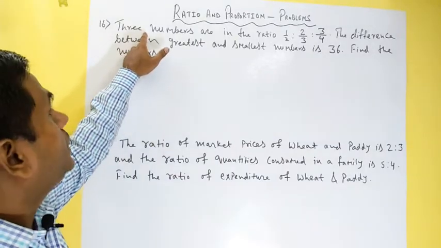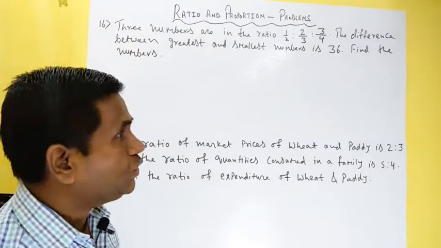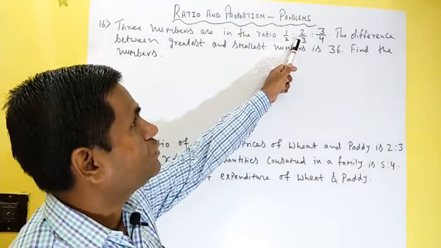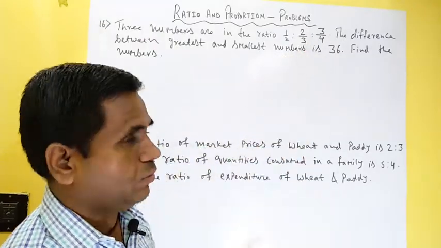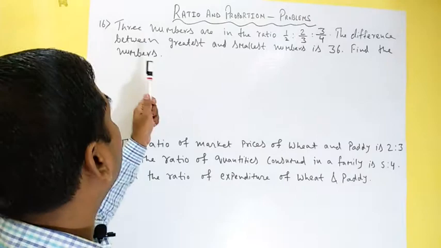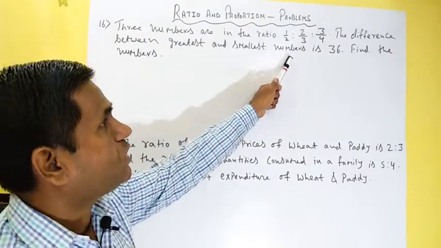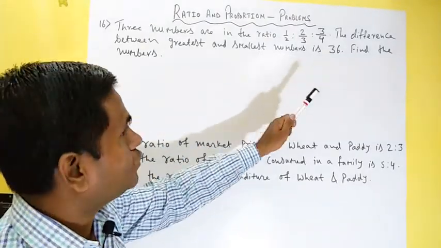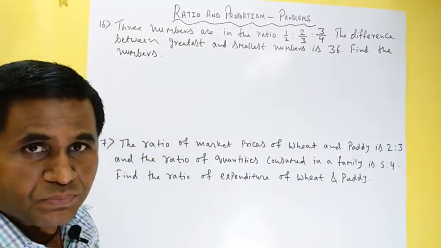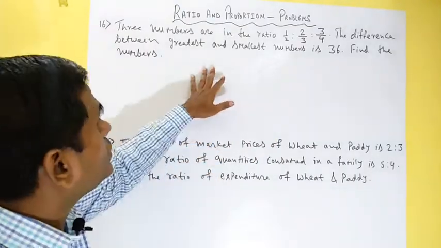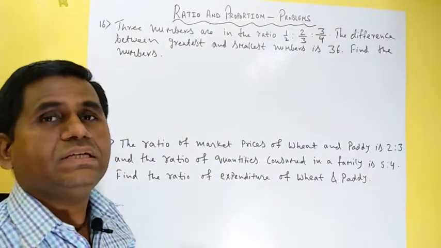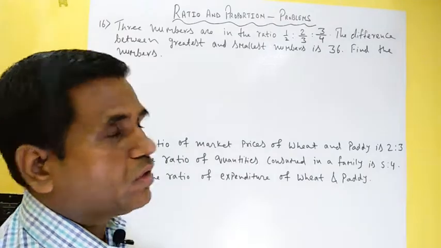Here it says three numbers are in the ratio 1 is to 2, 1 by 2 is to 2 by 3 is to 3 by 4. So here these ratios are given in fraction form. The difference between the greatest and smallest number is 36. Find the numbers. So it looks a little complicated because it is given in fractional form, but there is a very easy trick. I will tell you, friends, how to solve this problem.